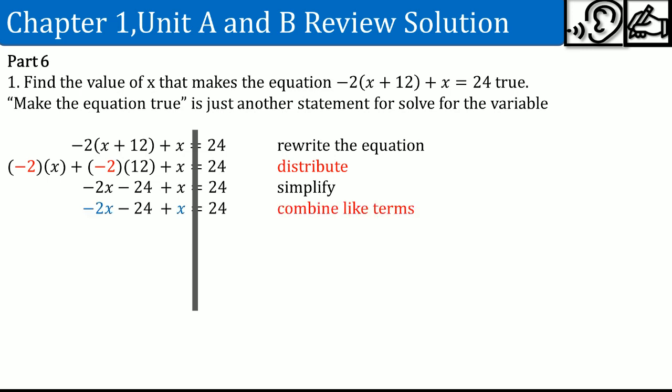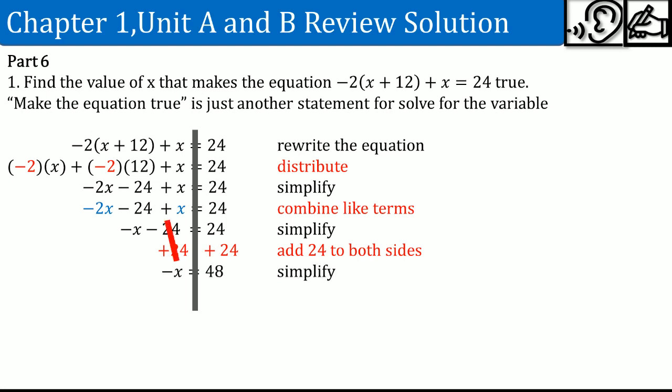I see there are 2 x's on the left hand side, so I'm going to combine the like terms. Negative 2x plus x becomes negative x after you simplify. Add 24 to both sides because we're trying to get the variable alone. That should cancel out. You get negative x equals 48. X is not alone because there's still a negative in front, so you're going to divide by negative 1 on both sides. You could also multiply by negative 1 on both sides. Doesn't matter. You get x equals negative 48 as your final answer. You would say, when x equals negative 48, it makes the equation true.